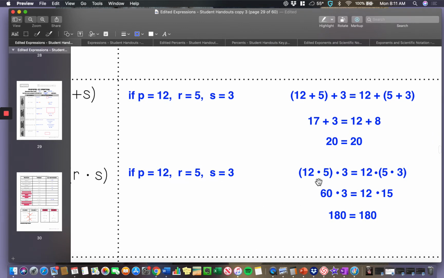So another example using the same numbers that have been assigned to the variables. Well, P is going to be 12 times R, which is 5, multiplied by 3. And my grouping symbols are around 12 and 5. Now on the other side, I've changed my grouping symbols to group around 5 times 3. So I had 5 times 3 multiplied by 12. Well, 12 times 5 equals 60 times 3. On the other side, we have 5 times 3 equals 15 multiplied by 12. Well, 60 times 3 is 180, and 12 times 15 is 180.